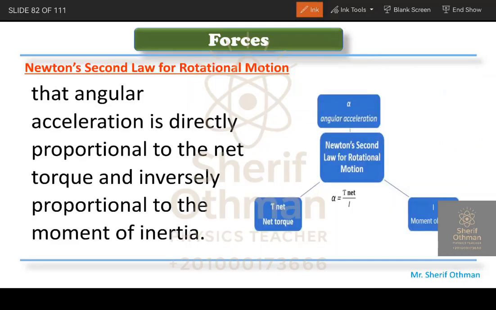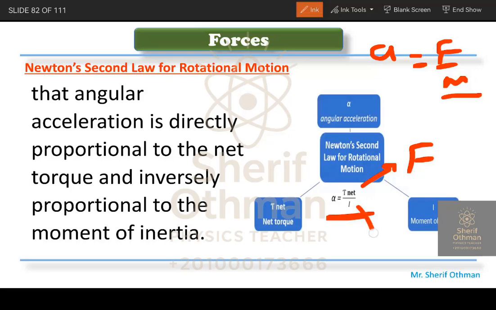As we said before, guys, if I'm talking about rotational motion and angular acceleration, let's first revise the linear acceleration, which is equal to F over m. F is the force or net force applied on the object, while m is the mass. The angular acceleration alpha is equal to the net torque divided by I. From this rule, we can notice that torque is equivalent to F, while I is equivalent to mass.